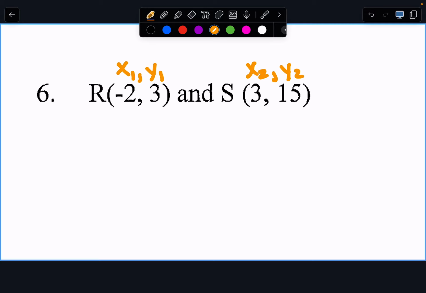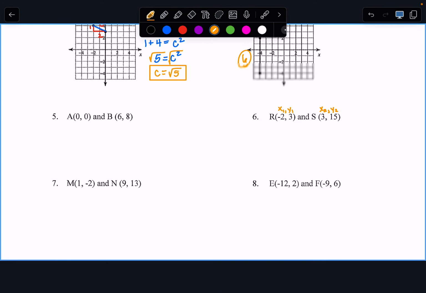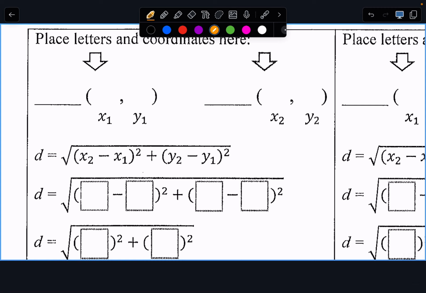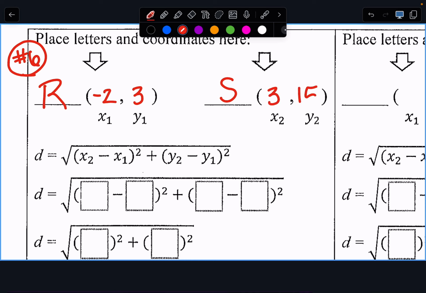Okay, so I know some of you are a little worried about the formula, so this is what I have for you. I would like you to take this blue sheet that I just gave you, and can you please write the coordinates R and S from number 6 right here. So R is -2, 3, and S is 3, 15.